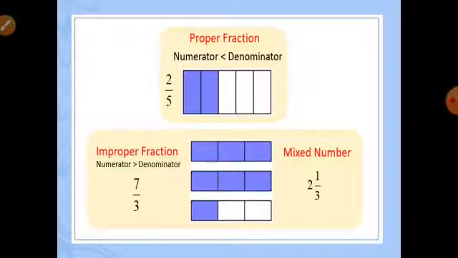7 upon 3. So there are a lot of ways to read it. So 7/3, 7 is the numerator and 3 is the denominator. So 7/3 is the example for improper fraction.